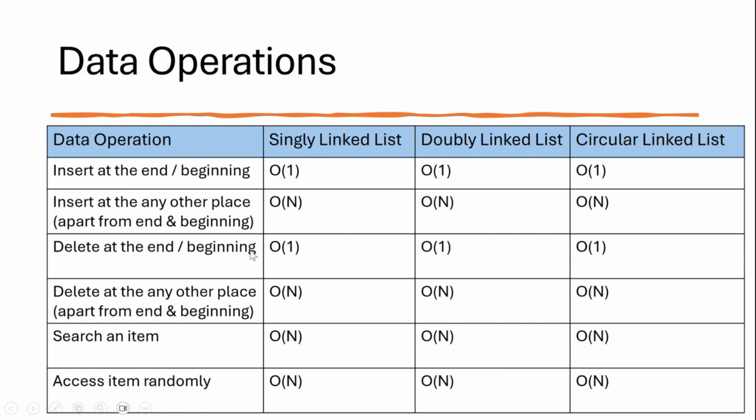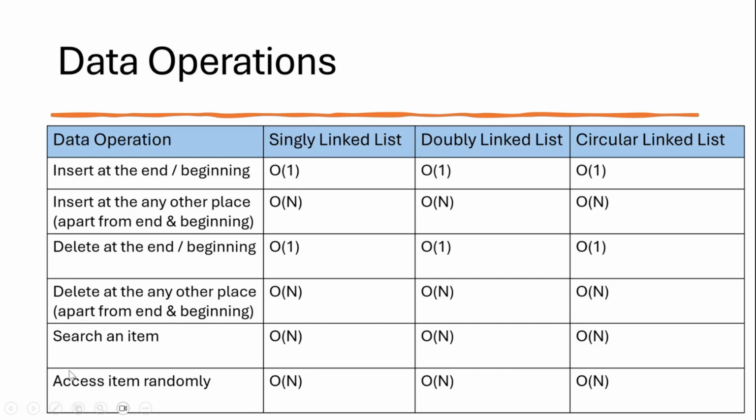For delete at the end or beginning, again because of the head and tail pointers, we can efficiently delete at the end and beginning with O of 1 complexity. And similar to insert, for deleting any item from other places apart from the end or beginning, we need to traverse till that item or node. In the worst case, it can be O of n, right? To search for an item, we need to check each and every node to see whether it matches the item we want to search for. So in the worst case, we might end up traversing the whole list, which is O of n.